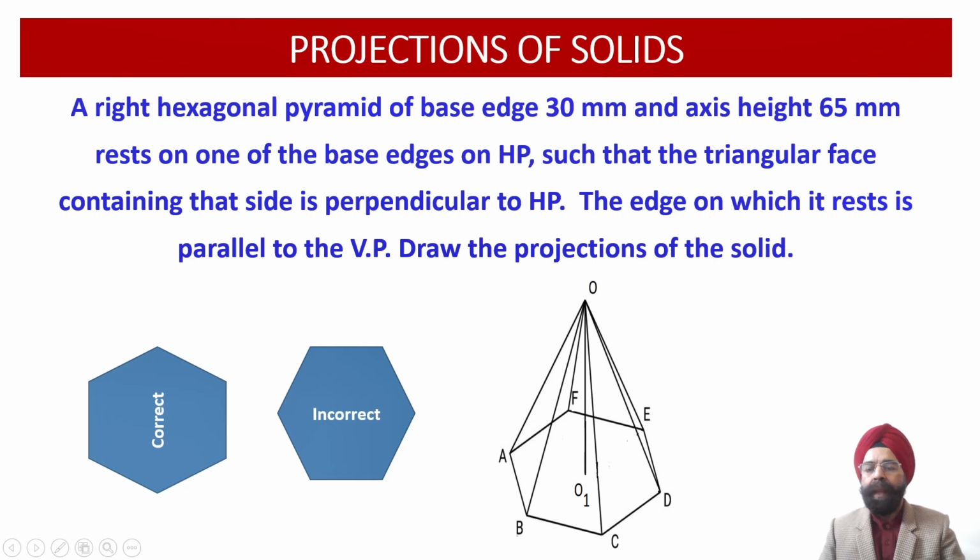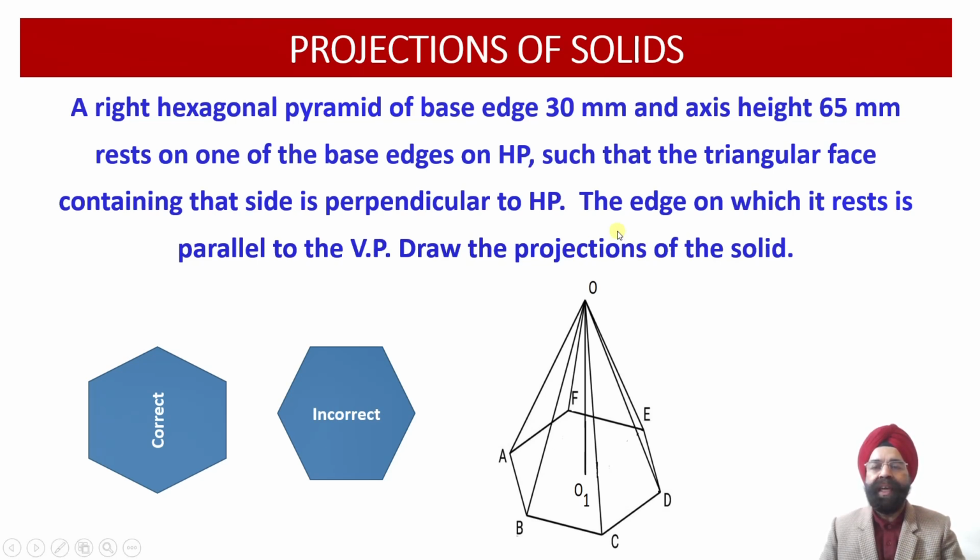So we have got the pyramid resting on the horizontal plane on the edge of the base DE, while the triangular face which is going to contain this particular edge of the base DE, that is ODE, should be perpendicular to the horizontal plane. So if we locate the hexagonal pyramid into this orientation, both of these conditions will be satisfied.